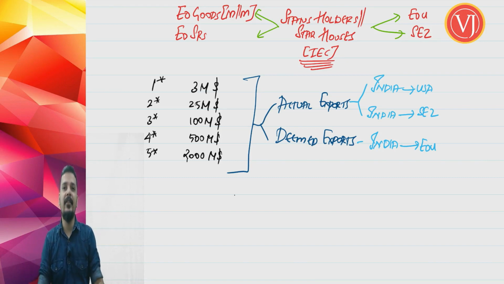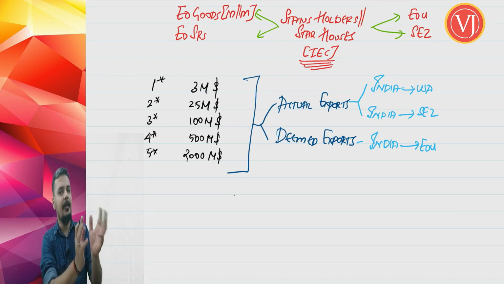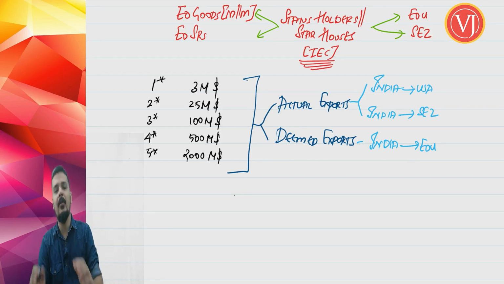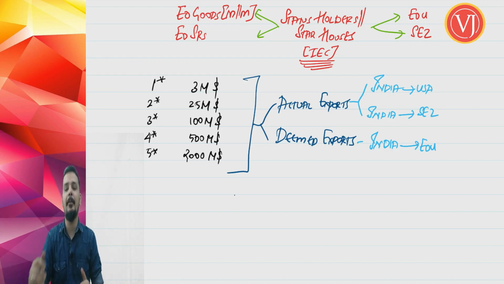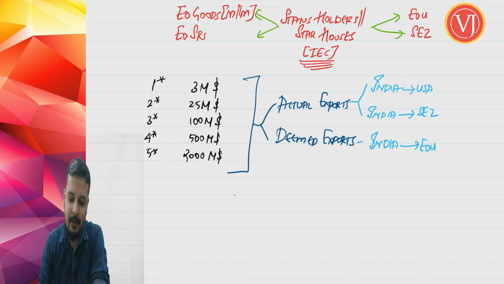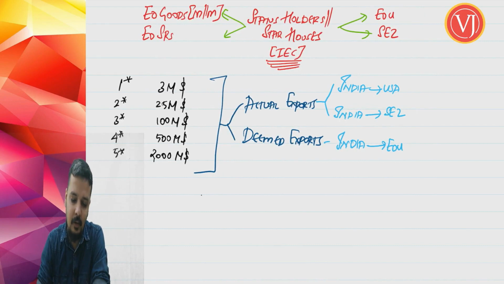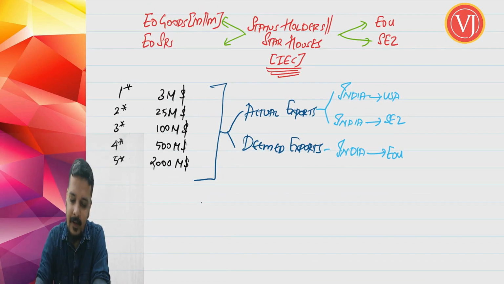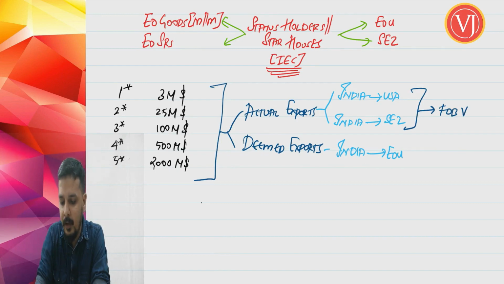Deemed exports of your GST is nothing but a subset of deemed exports of your foreign trade policy, right? So whatever deemed exports you have discussed in your GST will be there in your foreign trade policy, plus certain extra points will also be there in your foreign trade policy. Friends, if you are talking about your actual exports, then you are talking about your FOB value. Your FOB value will be taken into account.